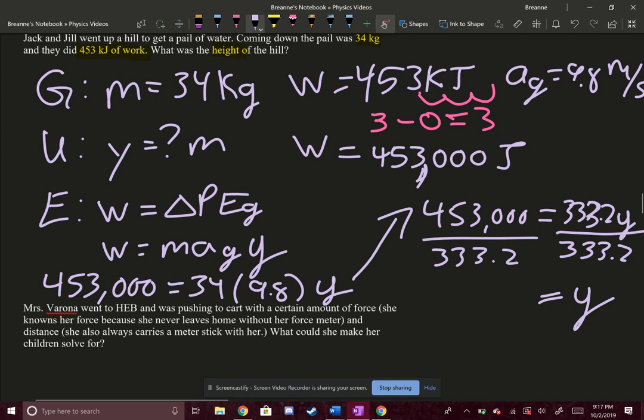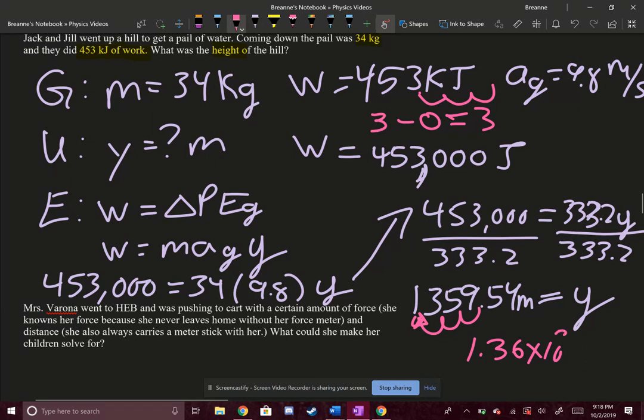So the height of the hill is, drum roll please, it's really big. It's a really big hill. 1,359.54 meters. No wonder Jack cracked his crown. No wonder. We're gonna move it 1, 2, 3 to put it into scientific notation. So it's 1.36, rounding, times 10 to the 3 meters is our y.